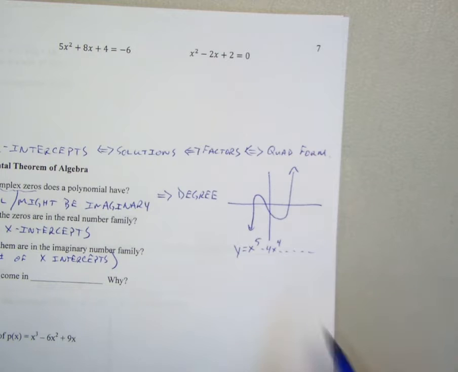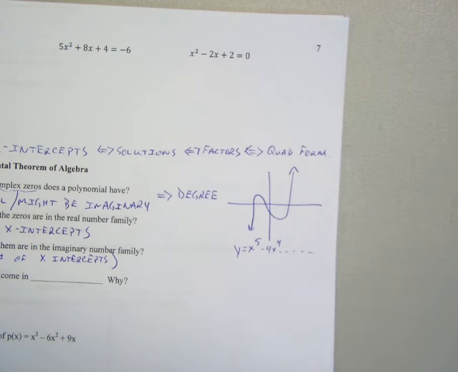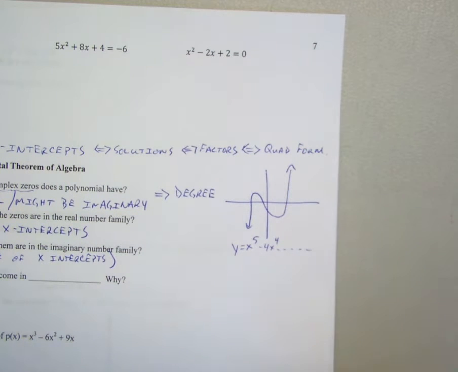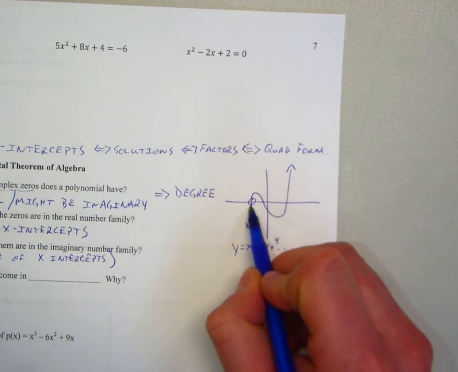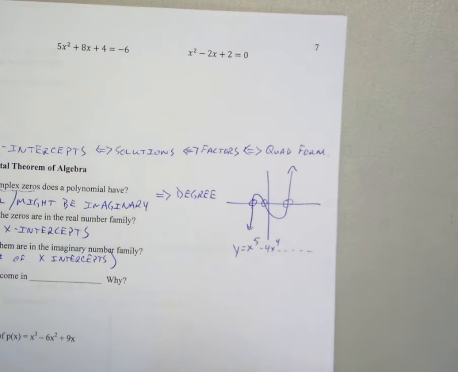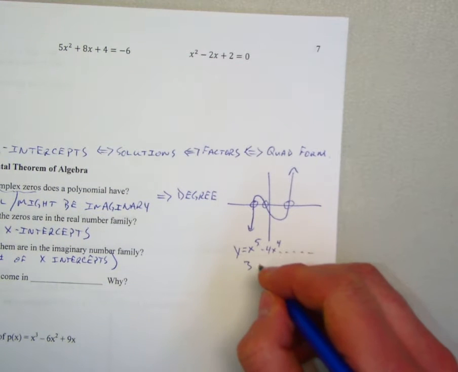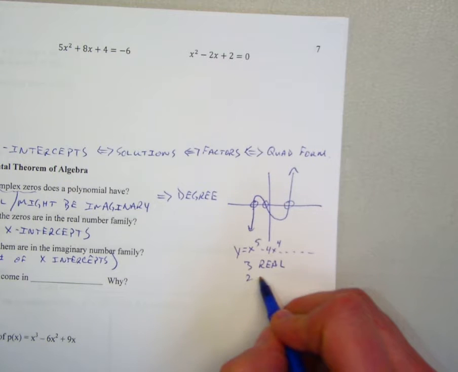When I see that, you say, oh, that means I have a total of 5 zeros, 5 complex zeros that I need to find. Well, I would look at this and say, all right, how many of them are real and how many of them are imaginary? Well, here's a real one. I can find it right on my calculator. Here's a real one, and here's a real one. So I see here that 3 are real, and that means that 2 are going to be imaginary.